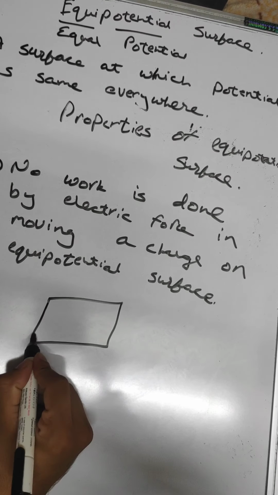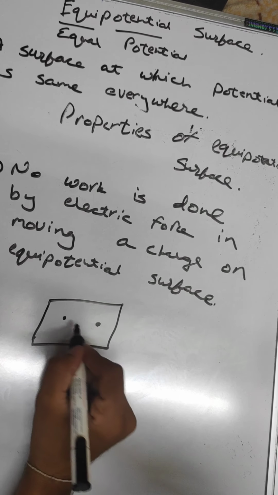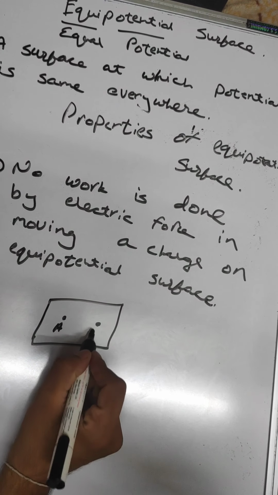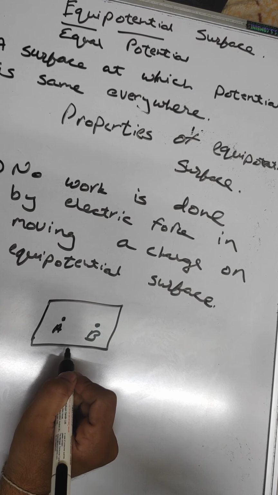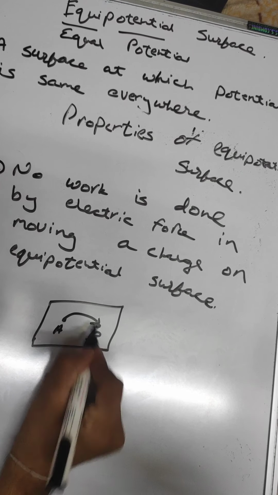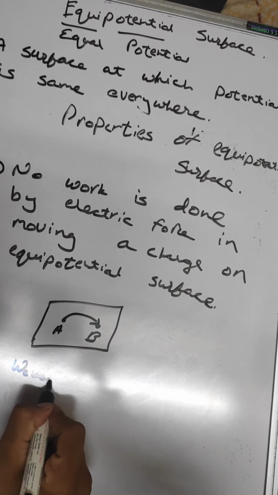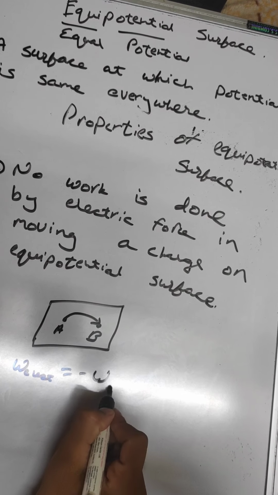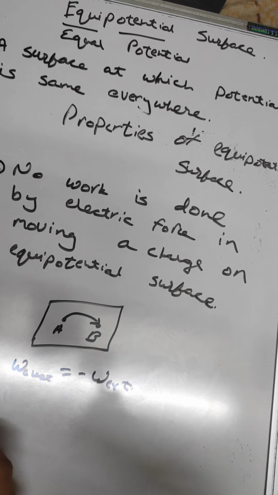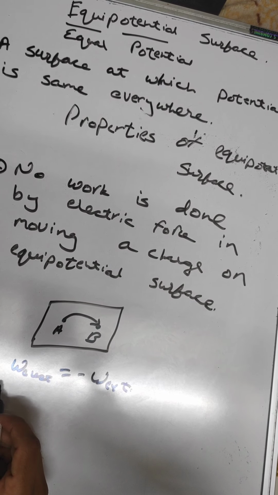Suppose this is an equipotential surface, and a charge needs to be moved from here to here. Then no electric force or electrostatic force will work on it to move the charge from point A to B, because this is an equipotential surface. Let us understand how this will work. Suppose we want to move from here to here. Now we know work done by the electric force will be equal to minus the work done by the external agent. That is the definition of potential: the work done by the external agent should be equal to minus the work done by the electrostatic force.